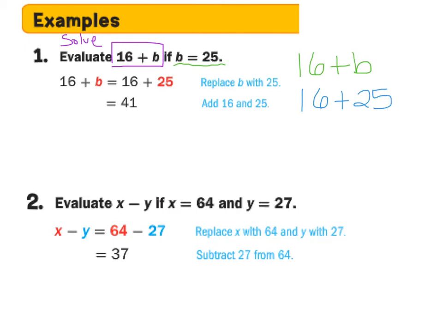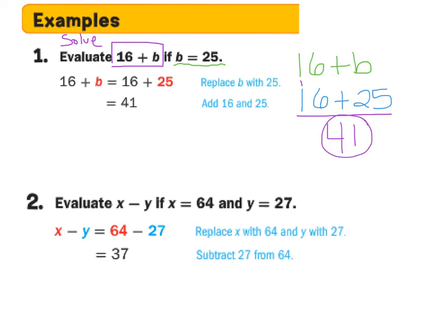And then using our order of operations, we know that there's only one operation to be done. So we're going to add them together. 6 plus 5 is 11, carry the 1. 2 plus 1 is 3 plus 1 is 4. So our answer is 41.